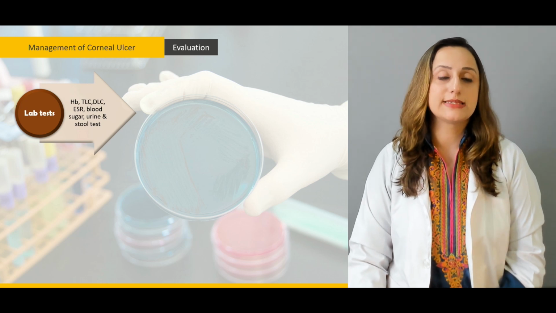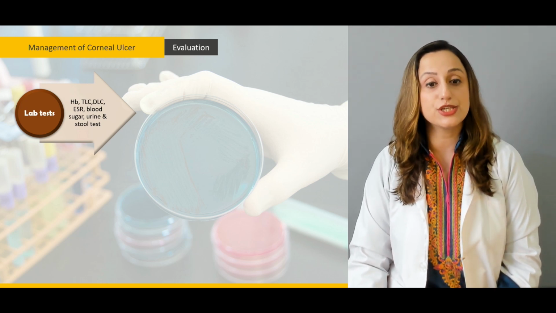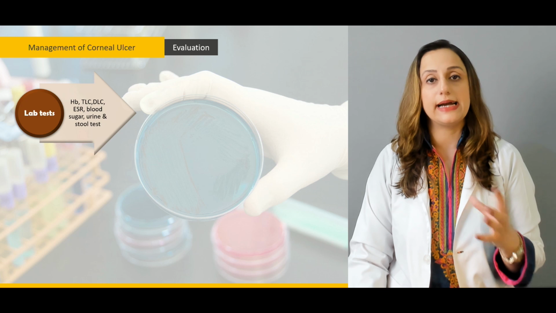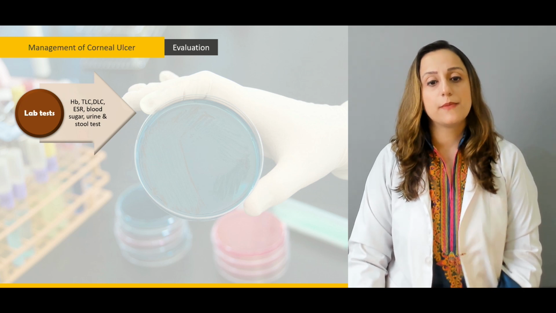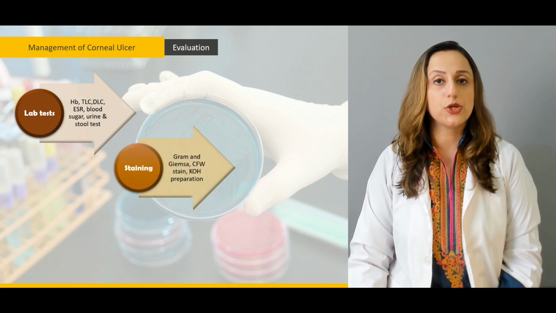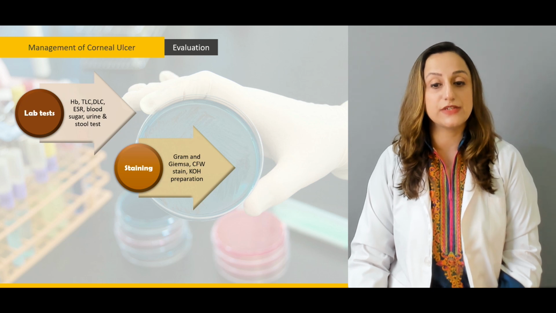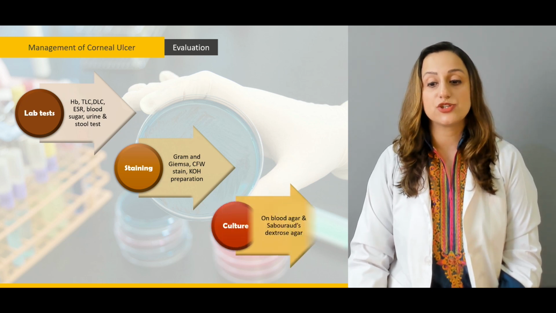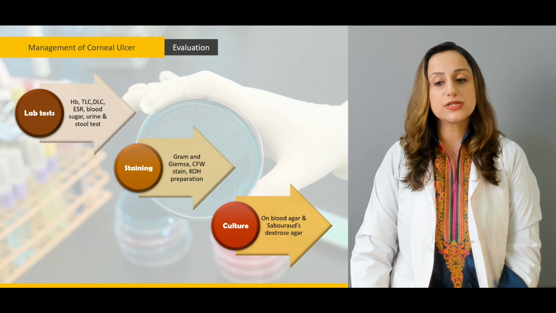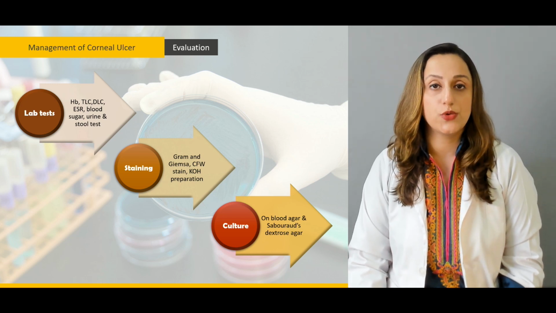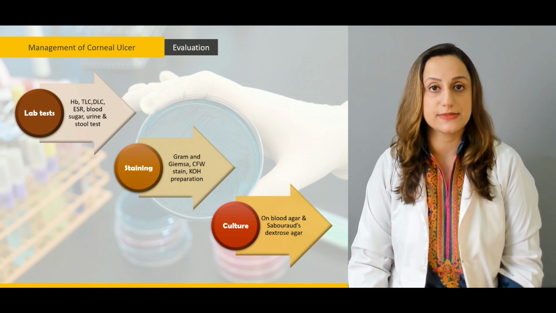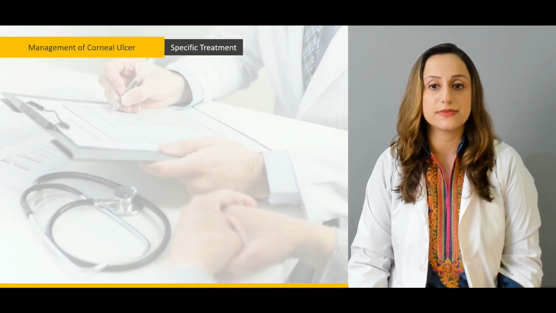Then we are going to run some tests on this particular patient, consisting of the hemoglobin, TLC, DLC, ESR, basically highlighting any sorts of infectious states. Blood sugar levels, urine and stool tests are performed. Staining is done for the Gram and Giemsa stains, CFW stain, and KOH preparations, potassium hydroxide, basically for these kinds of organisms. Cultures are done on blood agar, or we also use Sabouraud's agar or dextrose agar for the cultivation of the cultures, and obviously to isolate organisms.